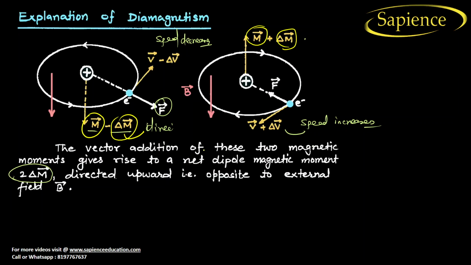So finally, if you do the vector addition of these two magnetic moments, it gives rise to a net dipole magnetic moment of 2 delta m. Earlier there was 2m, and the net dipole moment was 0, because one is upward and another is downward. But due to this, you are getting 2 delta m as a dipole moment, directed upward, that is opposite to the external field. Understood?